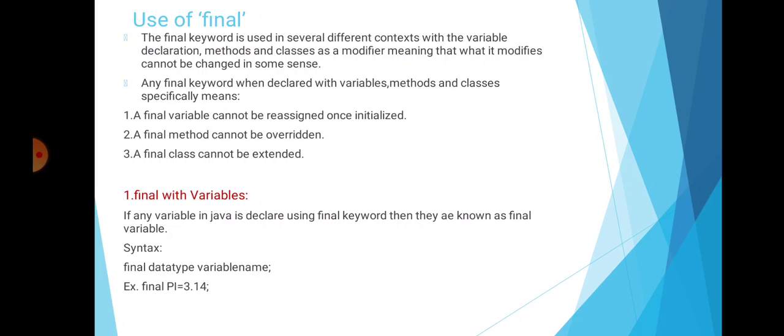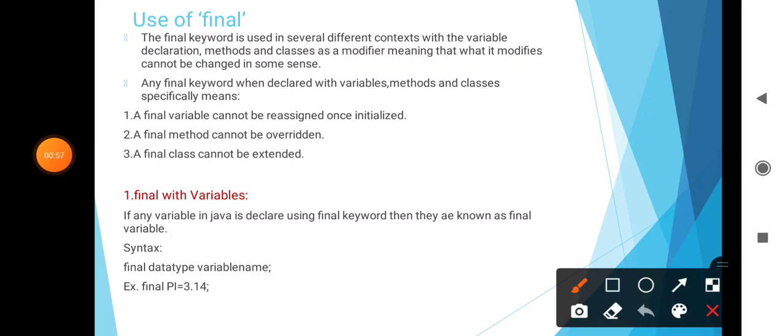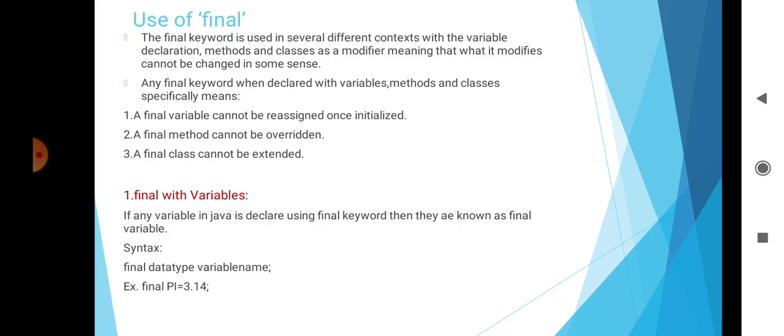If any variable in Java is declared using the final keyword, then it is known as a final variable. For example, the syntax for a final variable is: final data type variable name. And an example: final pi = 3.14, which means the pi variable is declared as a final variable.